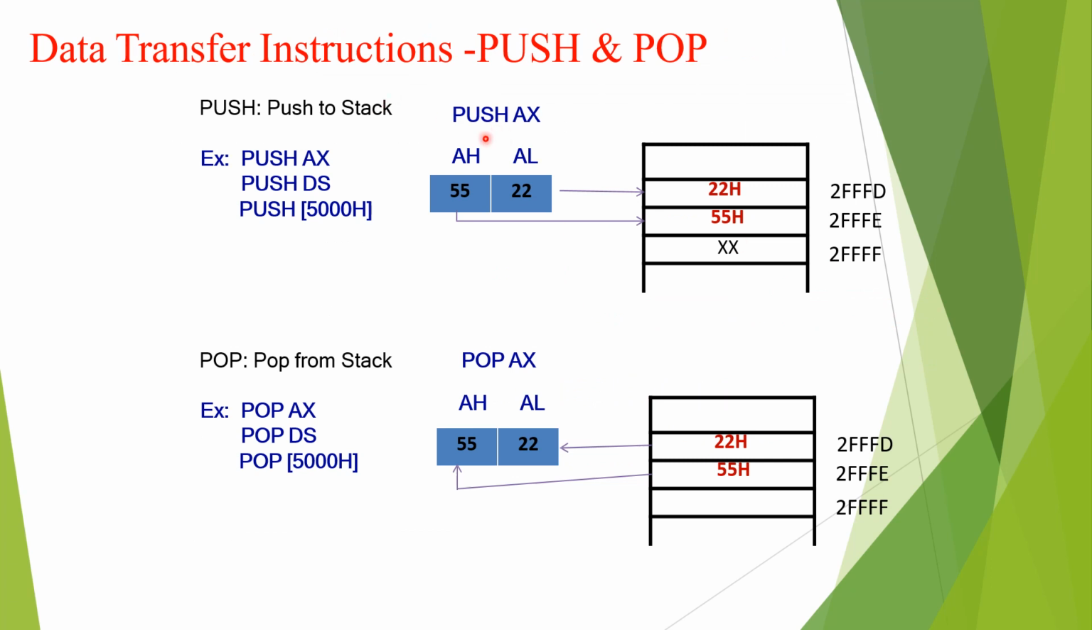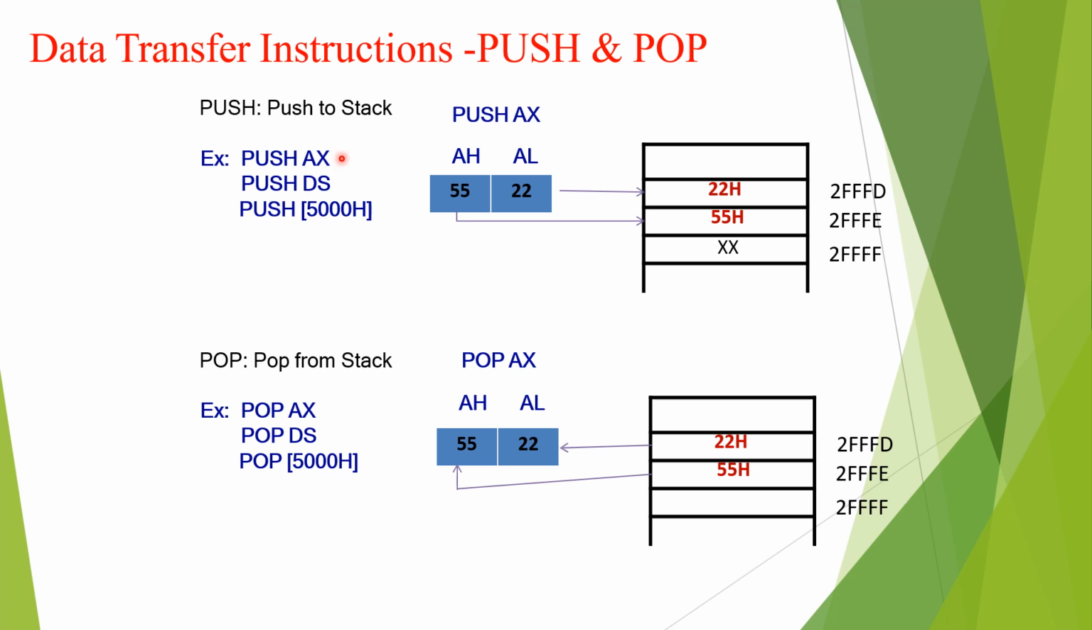The next instruction of the data transfer type is push and pop instruction. So stack memory uses these two instructions. Here push means we are writing the data into the stack. Pop means we are reading the data from the stack. Okay, so push AX, push DS, push 5000H. So these are the given examples.